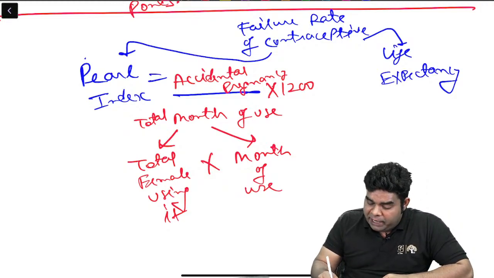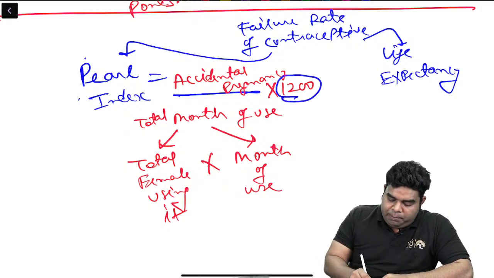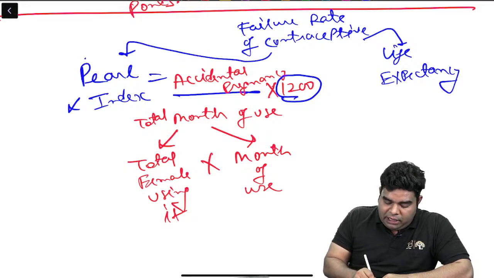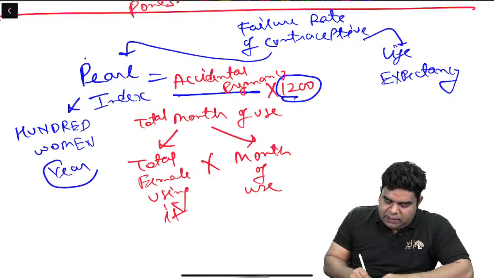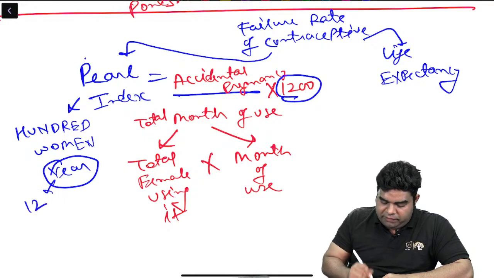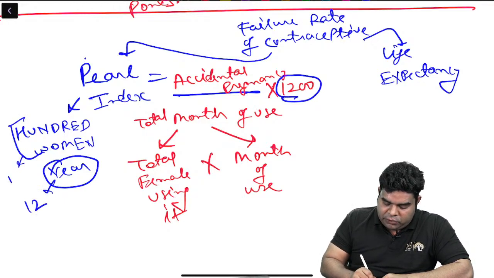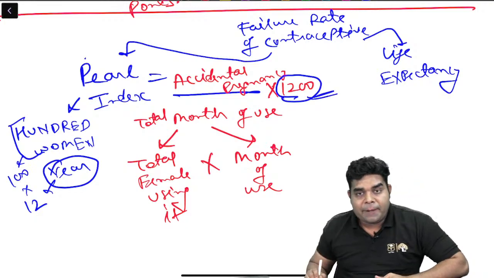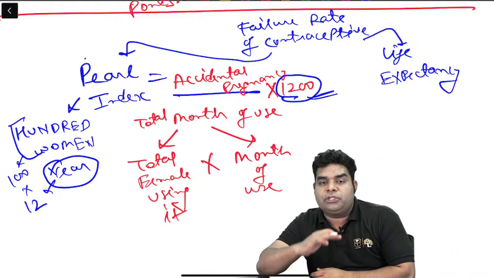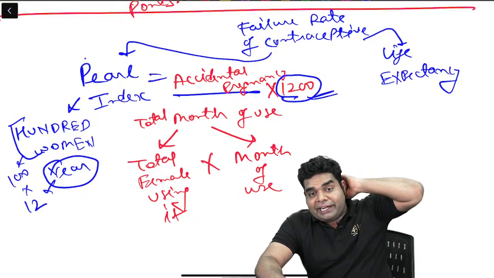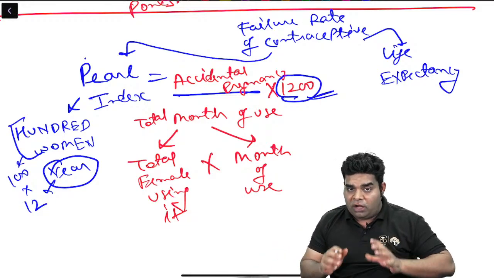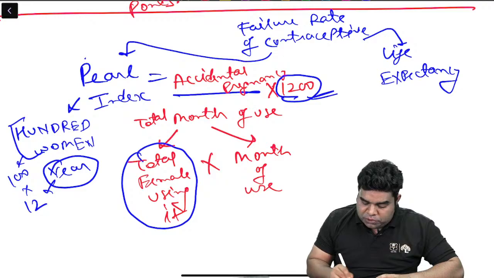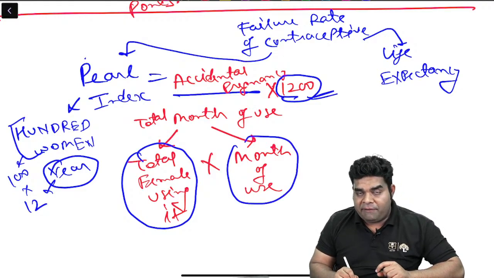And because we multiply it by 1200, Pearl index measures failure rate in 100 woman-years. Why is it 100 woman-years? Because in a year there are 12 months, so it is 12 and 100 women. Multiplying 12 by 100 gives 1200. Because the multiplication factor is 1200, it measures failure rate in 100 woman-years. Whenever you have to solve any question on Pearl index, use this formula, having both females and months of use in it.